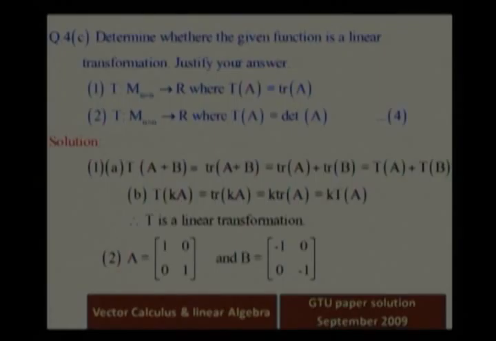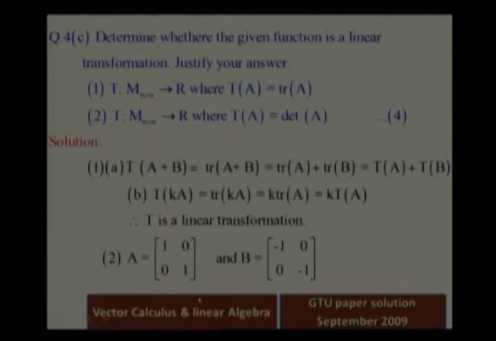Next one is transformation T from set of n cross n matrix to R, where T of A is equal to determinant of A. Now the answer is this is not a linear transformation, and you can understand that from this example, right? A is equal to 1 0 0 1, a 2 cross 2 matrix. B is equal to -1 0 0 -1, a 2 cross 2 matrix.